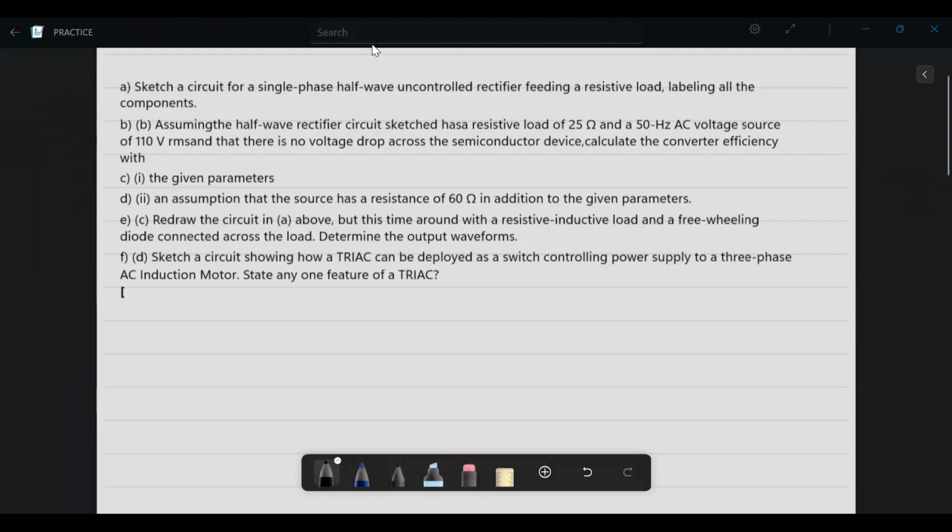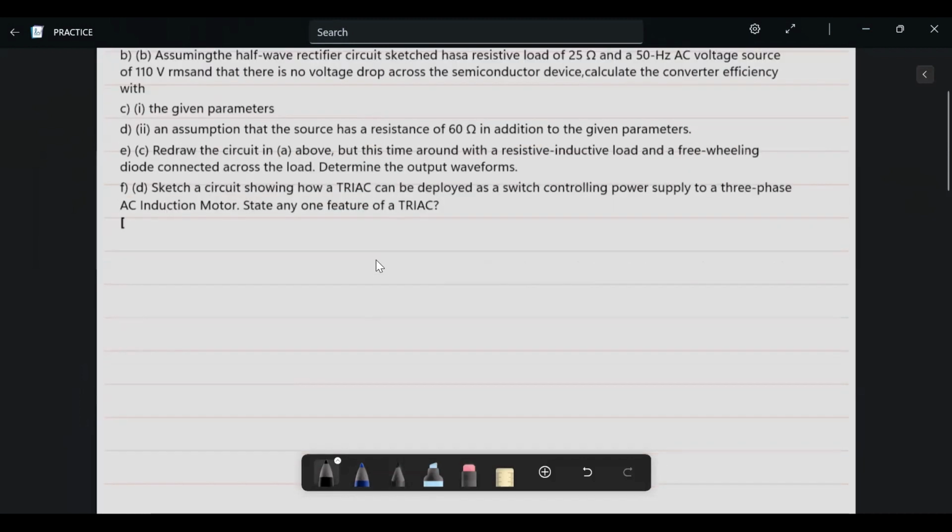So you know that an uncontrolled rectifier is a rectifier that contains a diode. Okay? A controlled rectifier contains what? A thyristor, right? So it's a single phase half wave, so just a half wave rectifier, the one we know, with one diode in series with a load. So let's draw that circuit. Okay. That's all we want.